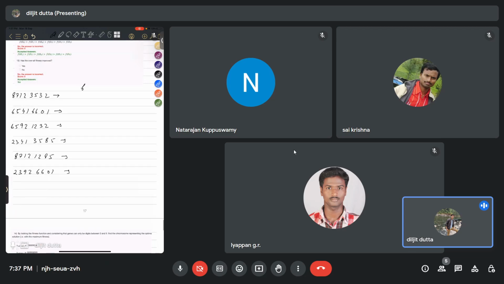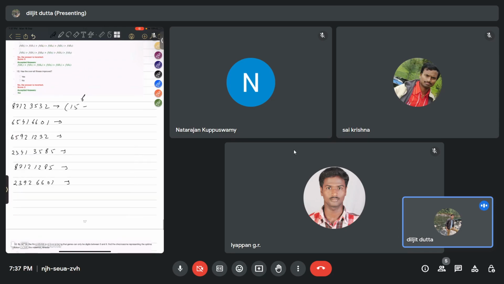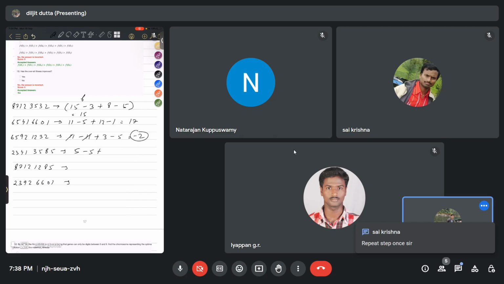So now calculate the fitness. Fitness is a plus b minus c plus d. So it is 8 plus 7, 15, minus 3 plus 3, plus 8, 5 is 8, minus 3 plus 2, 5. 15 plus 8, 23 minus 8, 15. 11 minus 5 plus 12 minus 1, 23 minus 6 plus 17. 11 minus 11 plus 3 minus 5 minus 2. Next is 5 minus 5 plus 8.